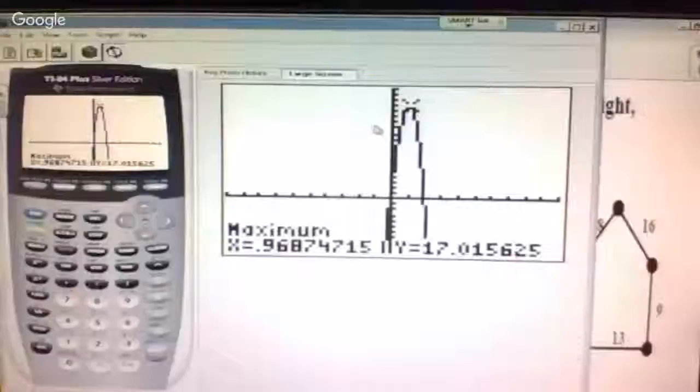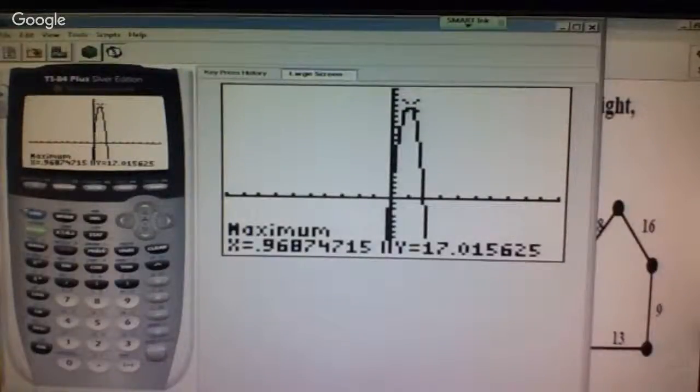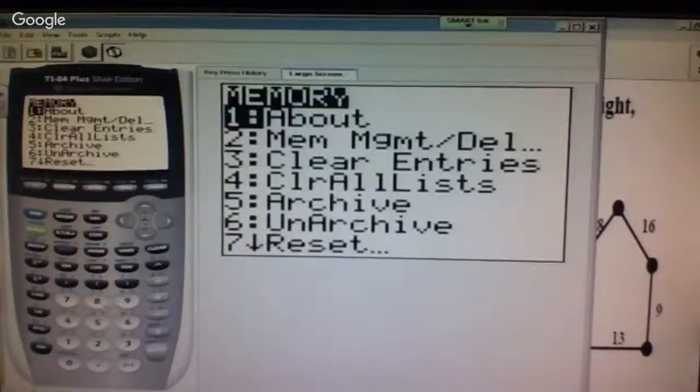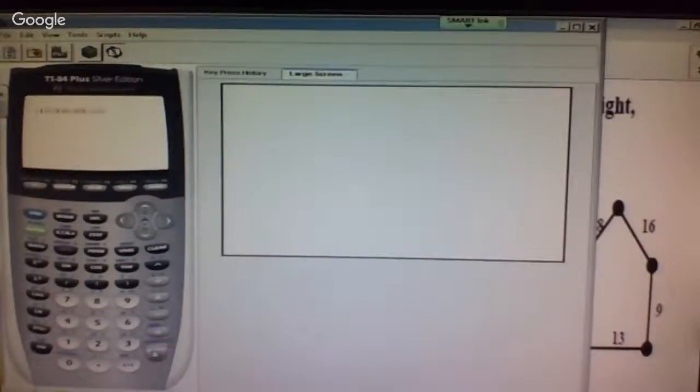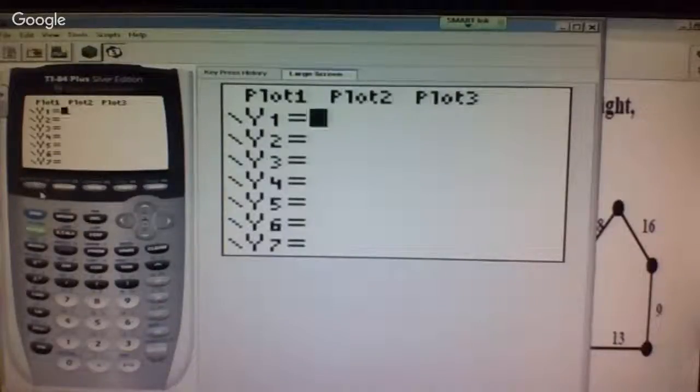Computer. I'll make my money. Yeah, Heather. There's more. Y equals. 100%. Awesome. I don't even know what that was.